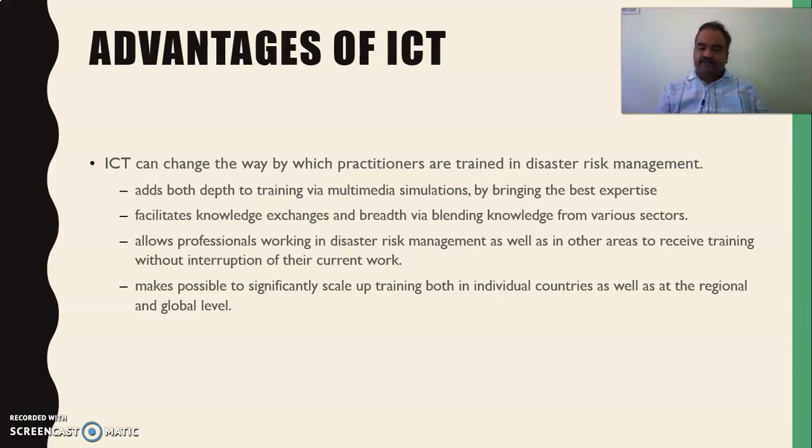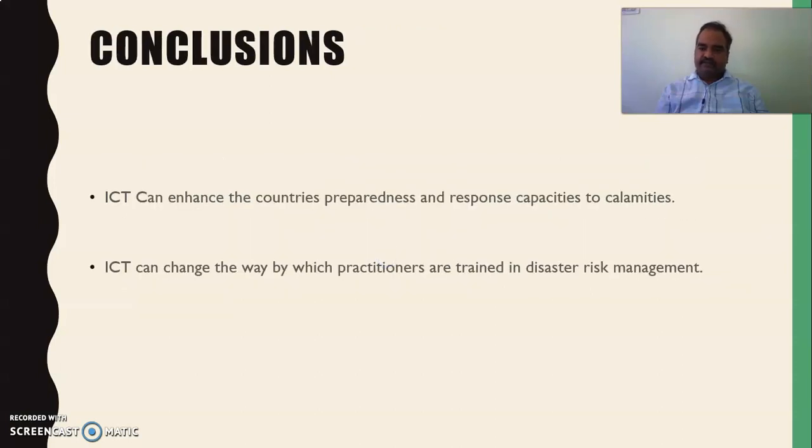And it makes it possible to significantly scale up training, both in individual countries as well as at the regional and the global level. So the conclusions for this video lecture are: ICT is to be adopted for disaster risk management. It will surely enhance the country's preparedness and response capacity to calamities. And it will surely change the way by which practitioners are trained in disaster risk management. It will bring in more expertise across the globe. Thank you all.